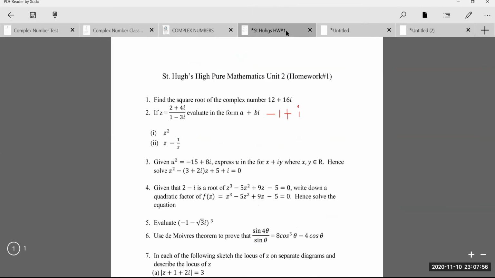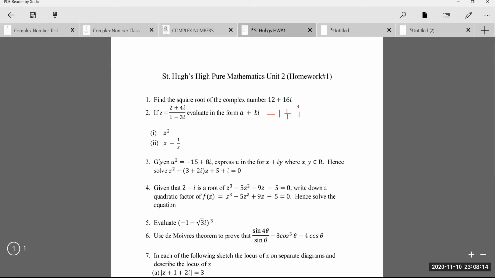Now let's look at the question. I know this question. Question 4 came out of a textbook. Straight out of the textbook. Let's look at question 3.